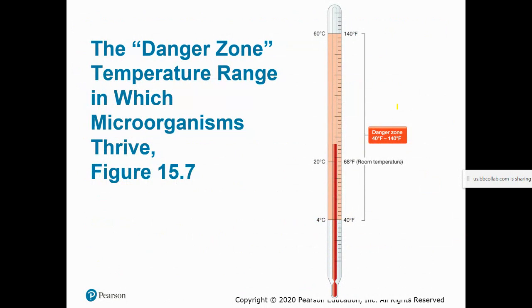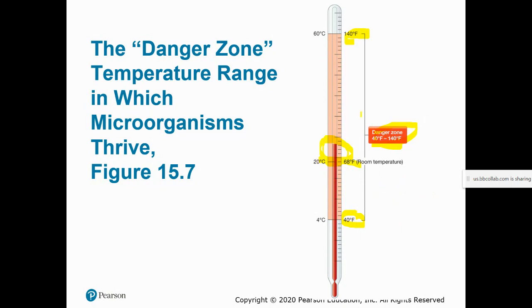So again, just a quick look at the so-called danger zone. The temperatures in which microorganisms thrive are in that 40 to 140 degrees Fahrenheit. This is showing you where room temperature is, right? So room temperature is right in the middle of the danger zone. So what this is saying is that raw and cooked foods should not be left out, because obviously raw foods should not be left out since the microorganisms might already exist in the raw food. But even cooked food can become contaminated, right?